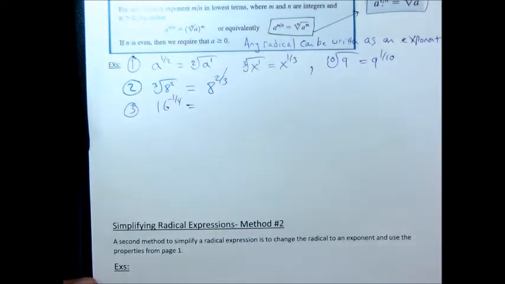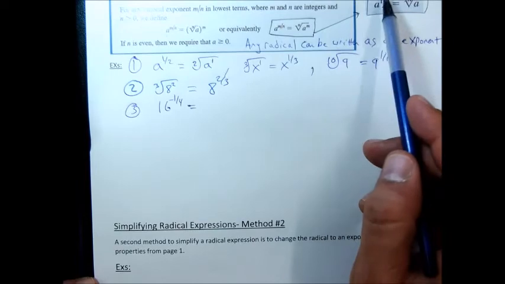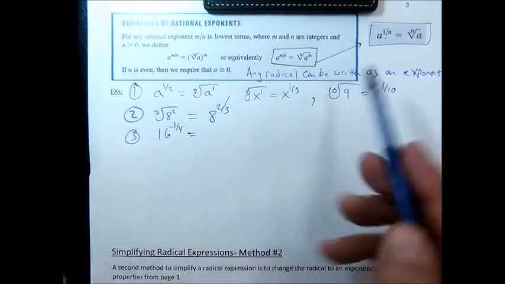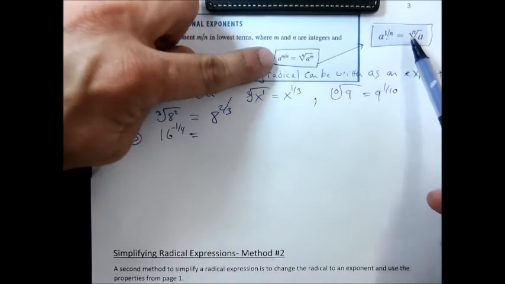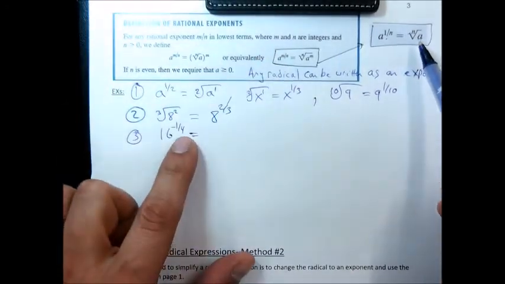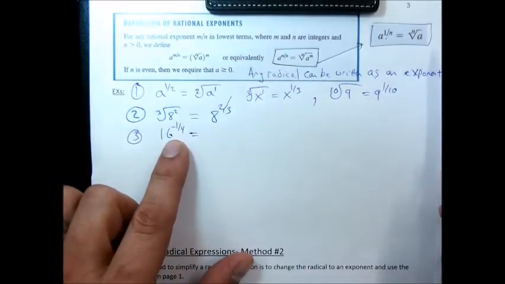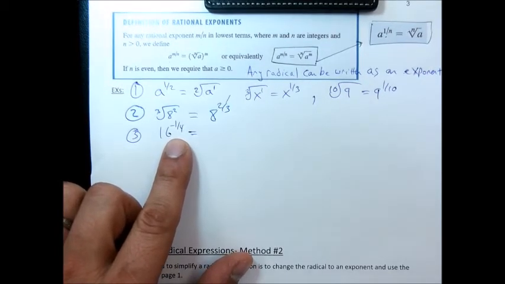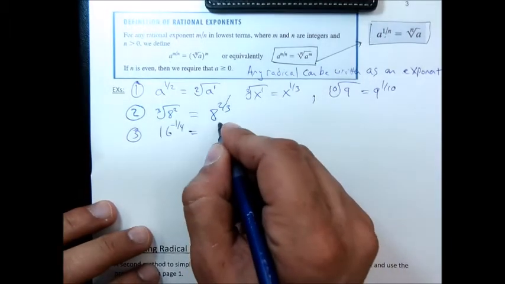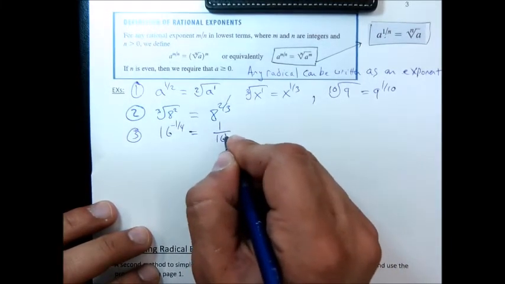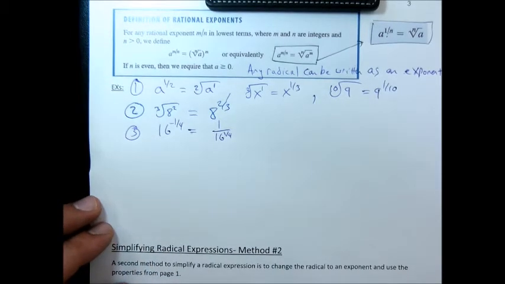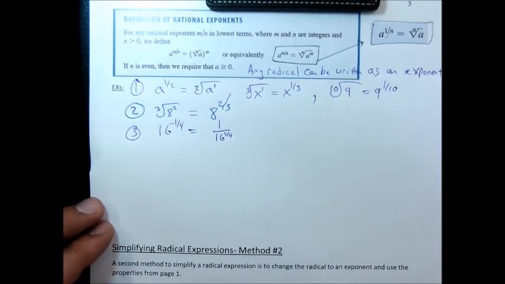The first thing we want to do on this, notice that all of these exponents are positive in the definition. So if we want to use these properties, we need to have a positive exponent. And so we make this negative 1/4 positive by doing what? Yeah, we make a fraction and we put it in the denominator. That's one of the things we talked about last time. So now it's 1 over 16 to the 1/4.